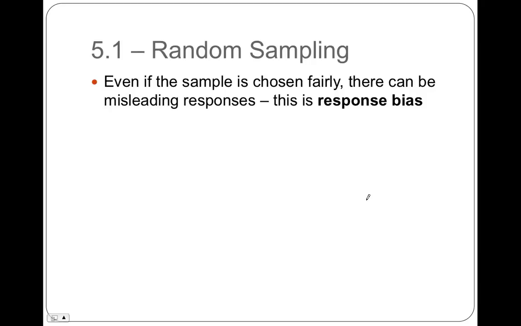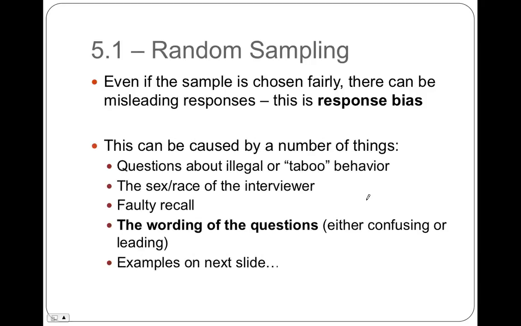Okay, let's say the sample is chosen fairly. I take measures to avoid non-response and undercoverage. There can still be misleading responses, and this is called response bias. This can be caused by a number of things. Response bias, again, is when I get misleading or incorrect responses.